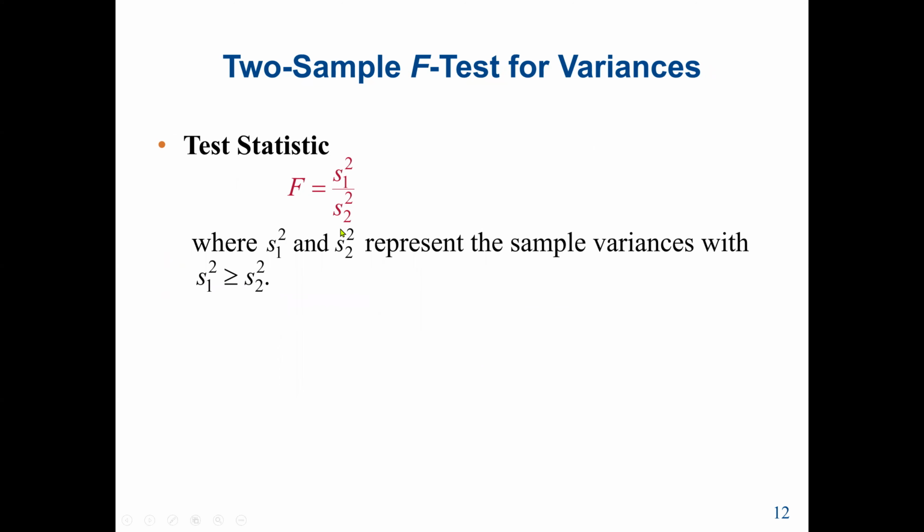So that's the step, the test statistic. We look for the F value, which is S1 squared divided by S2 squared, which will be the sample variance for the first population and the sample variance for the second population. Here, S1 squared and S2 squared represent the sample variances, with S1 squared greater than or equal to S2 squared.